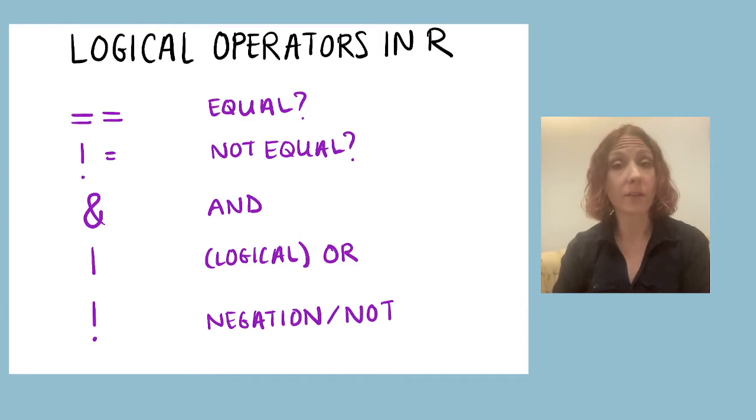We can also ask the question, are these two things not equal to one another? So if I ask whether two things are not equal to one another, like is 2 not equal to 4, well, that would be true. It's not equal. So 2 not equal to 4 would give me true. But if I did 2 not equal to 2, that would give me false. So the true or false is relative to the question that we're asking.